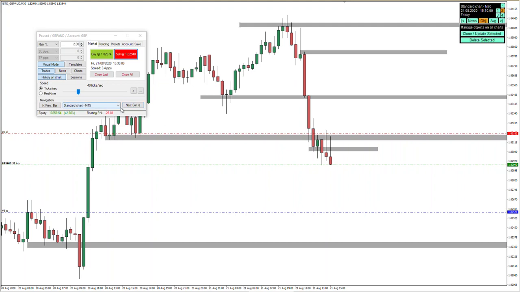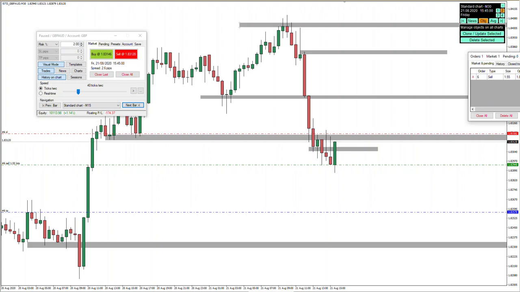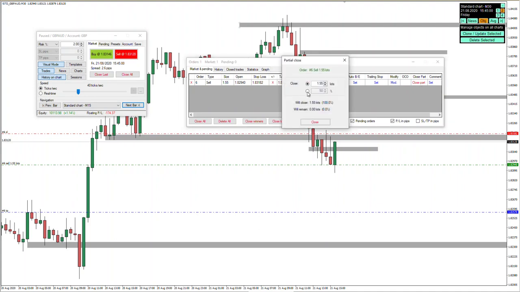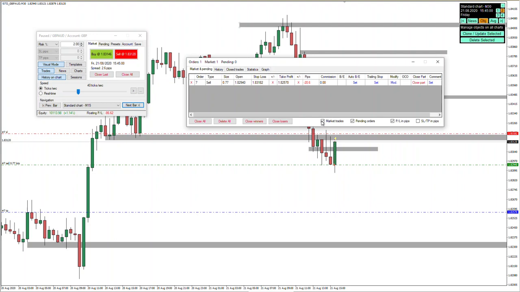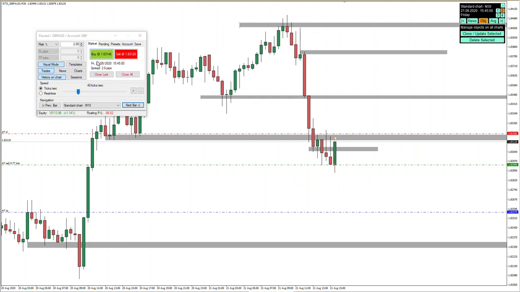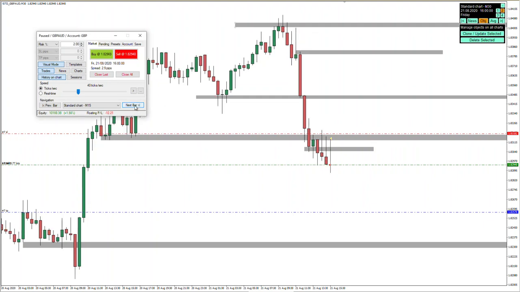I just boom it. Boom. Thank you. This is an M15 candle. I need to close 50% of my trade, which is quite shitty. Damn it. Close partial. Aye. That's really nasty. Next candle. What the heck?